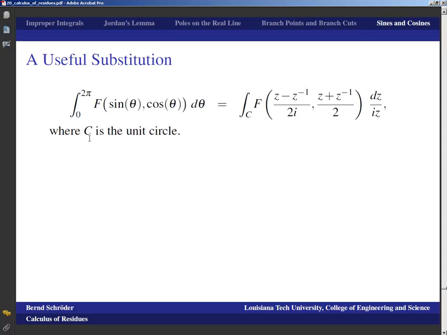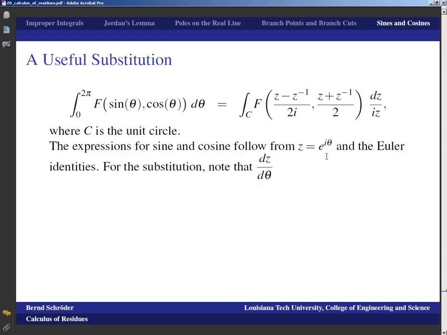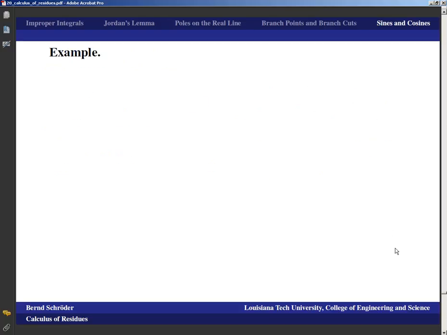Well, C is the unit circle, and on the unit circle, z minus z inverse divided by 2i, that's sine theta, and z plus z inverse divided by 2, that's cosine theta, because on the unit circle, z is e to the i theta, right? So the expressions for sine and cosine follow from z equals e to the i theta and the Euler identities. And for the substitution, we want to realize that dz d theta, when z is e to the i theta, is just i e to the i theta, which is iz on the unit circle. So that means dz over iz is d theta. And so that is how that substitution works.